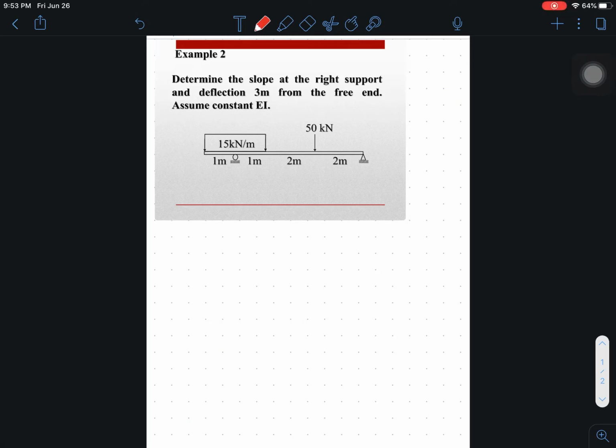So let's have example number 2. We're going to determine the slope at the right support and the deflection 3 meters from the free end. And we're going to assume constant flexural rigidity. So magyapon na tong answer, it's going to be in EI. But we have two quantities nga atong pangitaon. One is the slope, then the other one is the deflection.